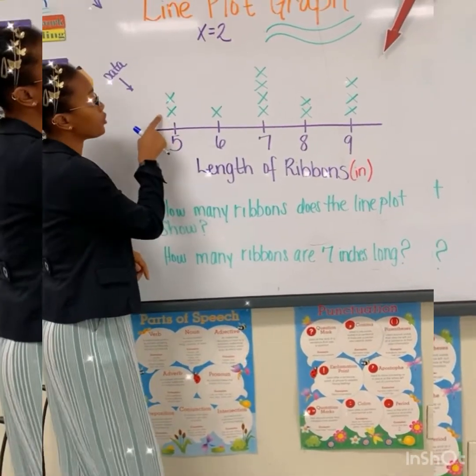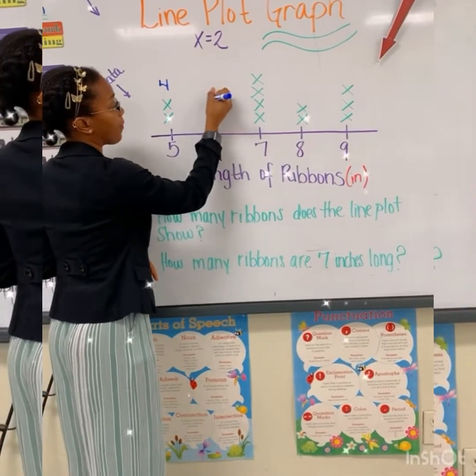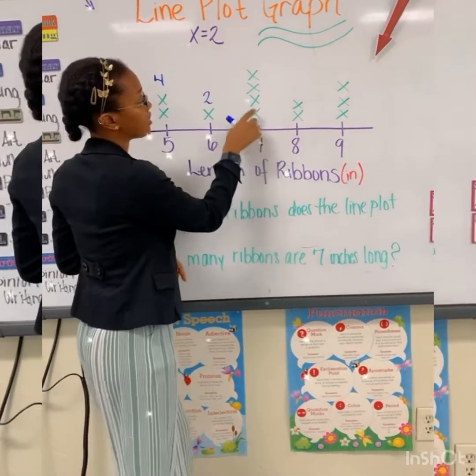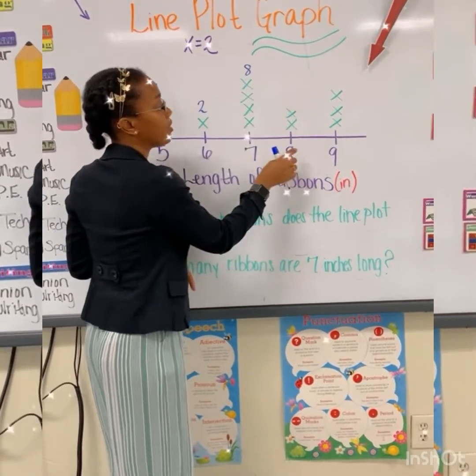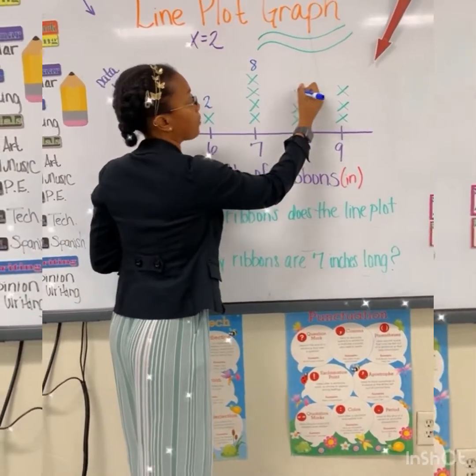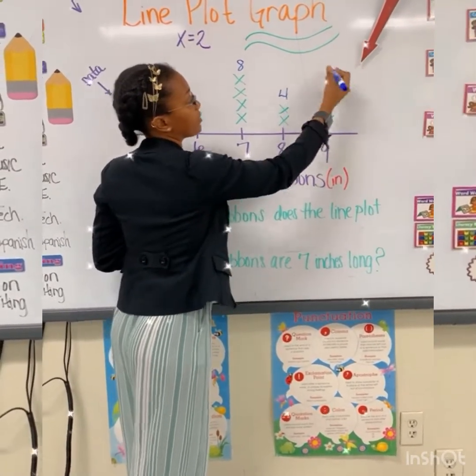So this is 2, 4. I'm going to put a 4 here. This is 2. I'm going to put a 2 here. This is 2, 4, 6, 8. I'm going to put my 8 here. This one is 2, 4. I'm going to put my 4 here. This one is 2, 4, 6.